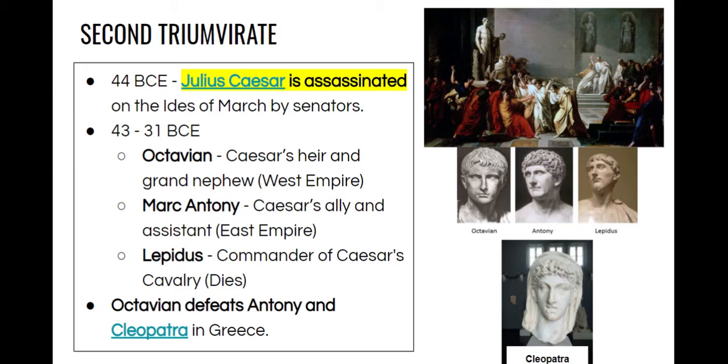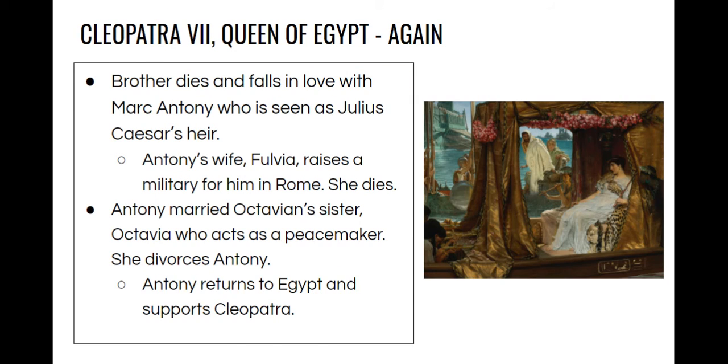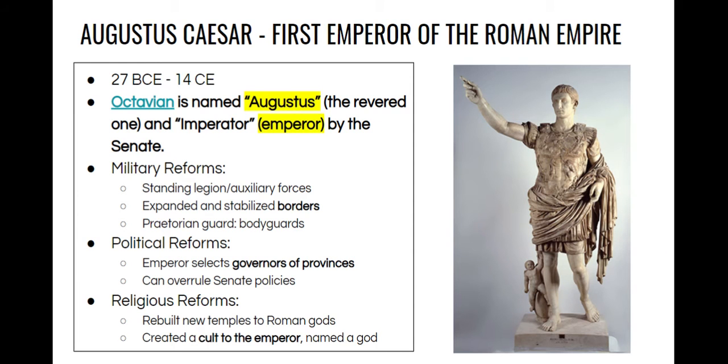Antony tries to work with Cleopatra, but is defeated by Octavian in Greece. And Octavian is named Augustus. He switches his name to Augustus, and the Senate actually refers to him as imperator in Latin, which means the emperor in English. Now, the Republic is dead officially. Rome is an empire with an emperor, the first emperor being Augustus.